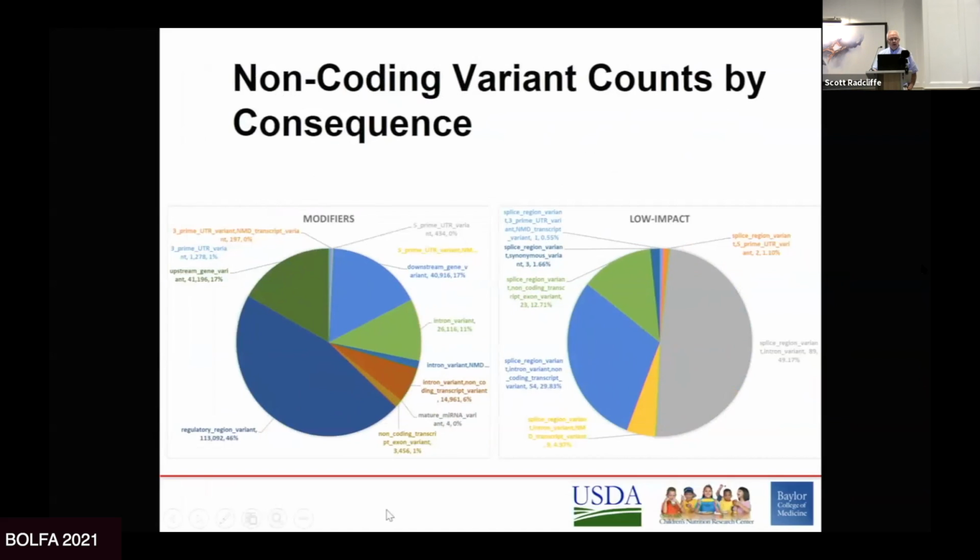In terms of the non-coding variants, the ones that were the most interesting to us was the group on the left, the modifiers. About half of those are what they called regulatory region variants. These were probably within about 5,000 base pairs upstream or downstream of the gene, and some of them potentially overlapped with known regulatory sites. If you look, there are upstream variants in the green on the left that are about 17%, and downstream are about 17% as well. And then on the right, these are considered low impact, and generally they have something to do with introns.